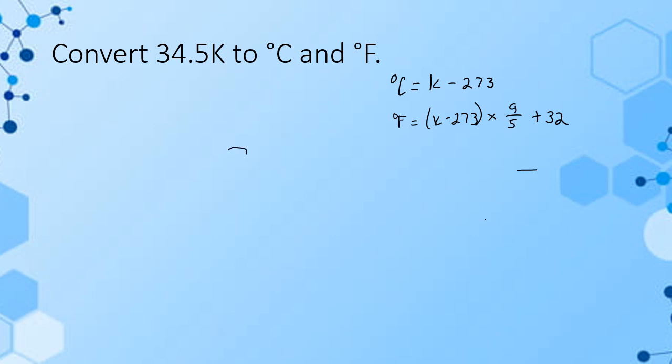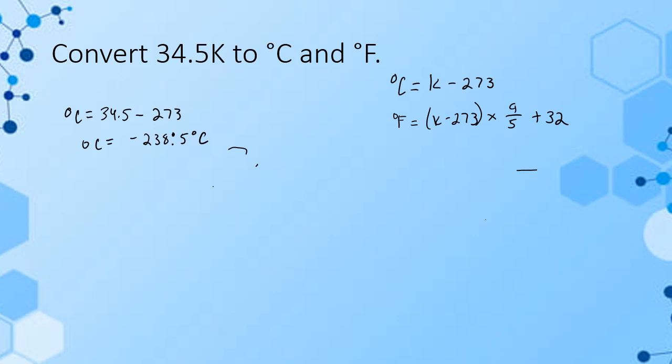So to do the first one is really pretty straightforward. Degrees Celsius would be equal to the Kelvin temperature, 34.5, minus 273. If we plug that into our calculators, it turns out that 34.5 Kelvin is negative 238.5 degrees Celsius.